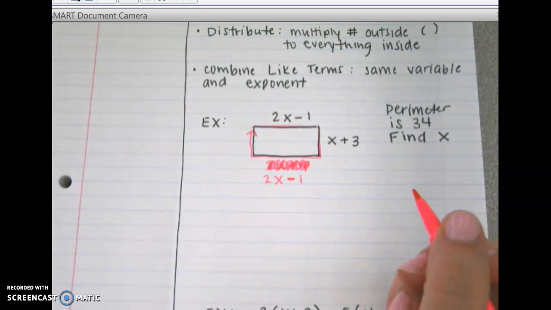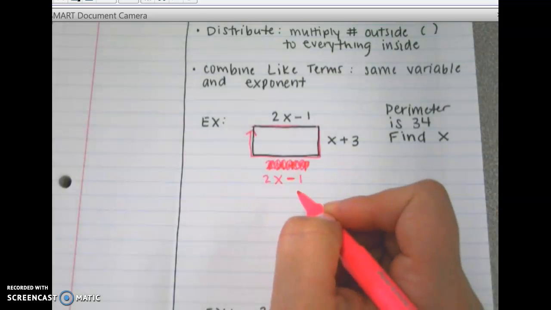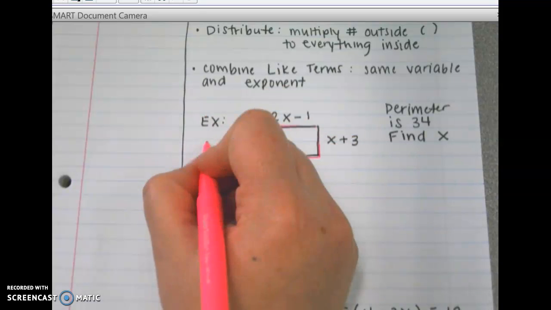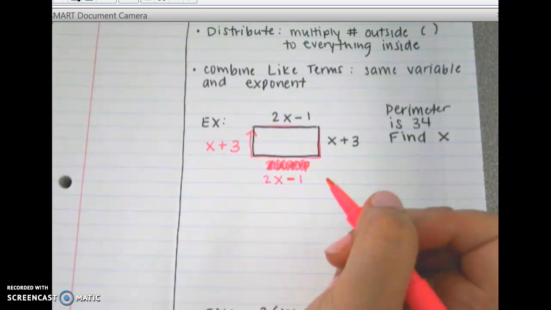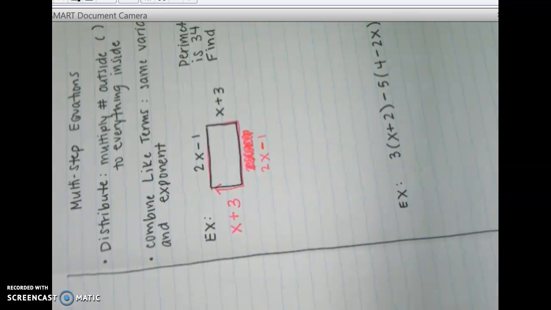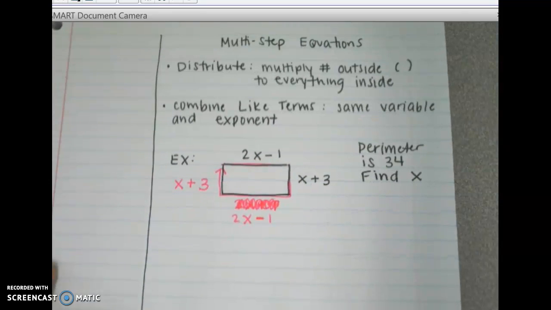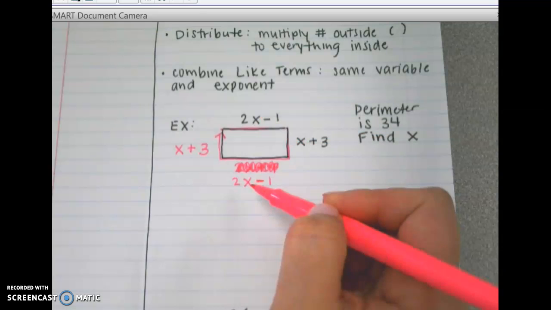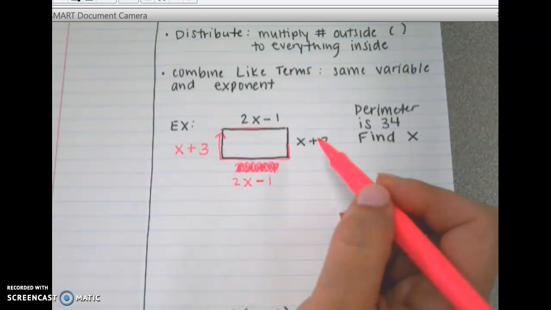So if the top of the rectangle is 2x minus 1, then the bottom of the rectangle is 2x minus 1. If the width is x plus 3, then it's the same on the other side. Don't get too hung up on which side is the length and which side is the width, because I could just turn the rectangle this way and it's the same exact rectangle, but the length and width are opposite. The important thing is to realize that whatever I give you on the top is the same on the bottom. The left is the same as the right.